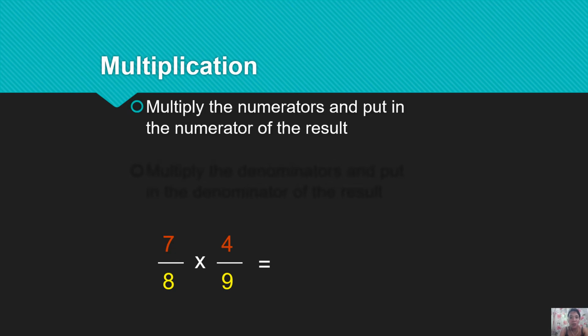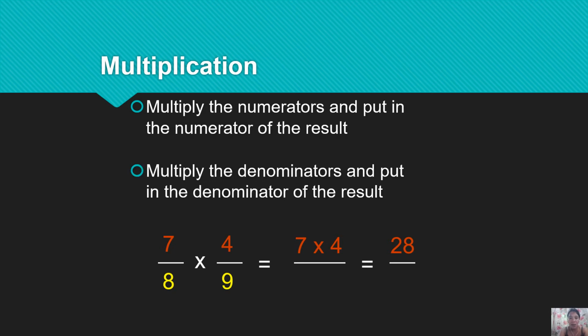When we multiply, we multiply the numerators and put that in the numerator of the result. So we have 7 over 8 times 4 over 9 equals 7 times 4, which is equal to 28. Then multiply the denominators and put that in the denominator of the result. So we have 8 times 9 equals 72. So our answer is 28 over 72.